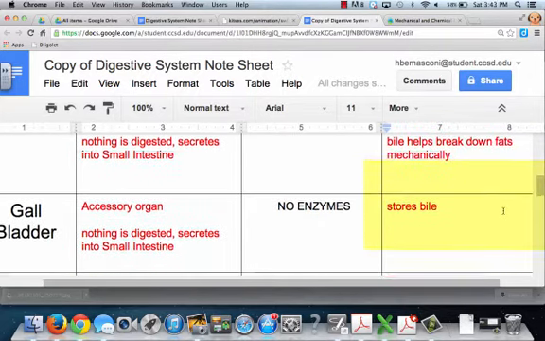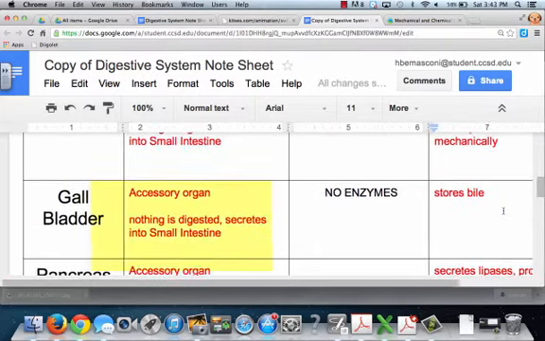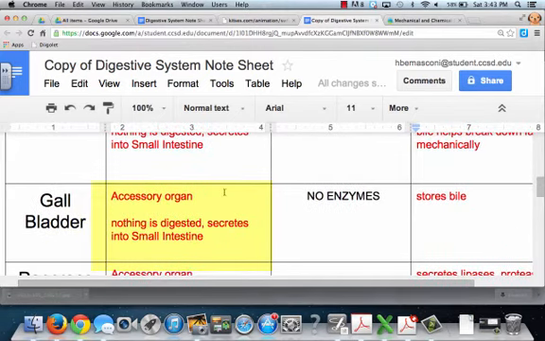Another structure that was not in the animation but we need to mention is the gallbladder. The gallbladder is again an accessory organ. Nothing is digested there. And what it does is it stores the bile. The liver connects to the gallbladder, and the gallbladder actually stores the bile.